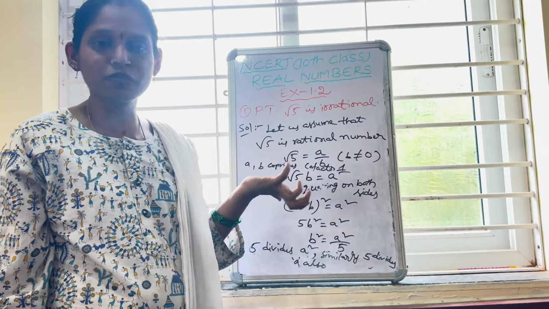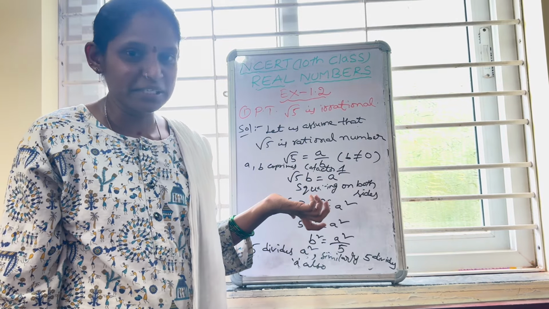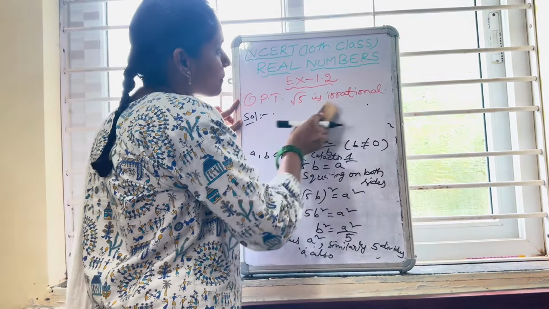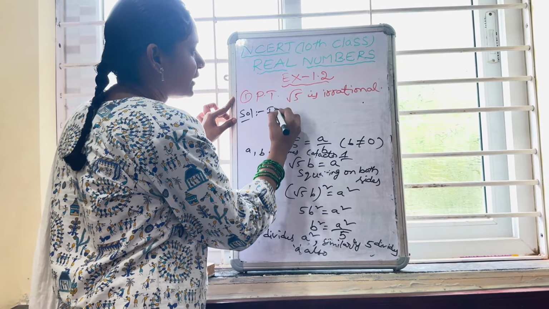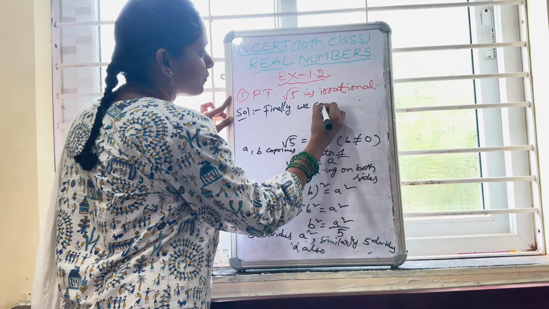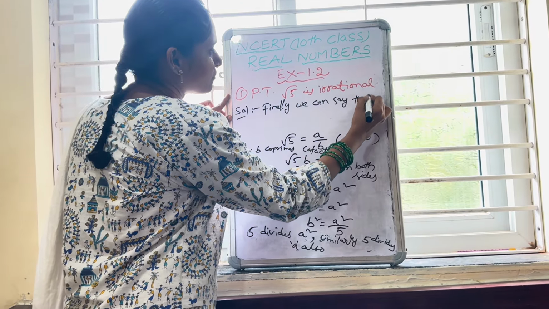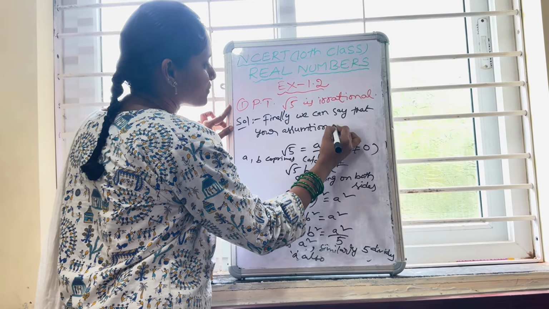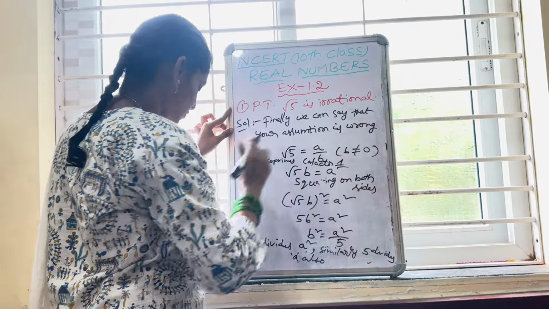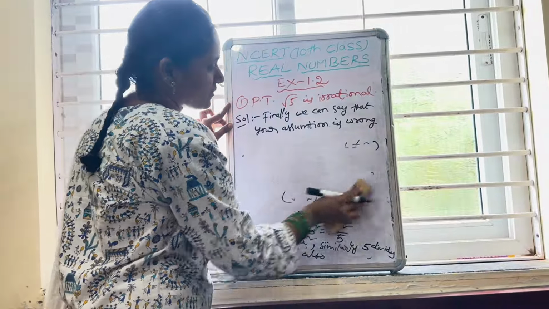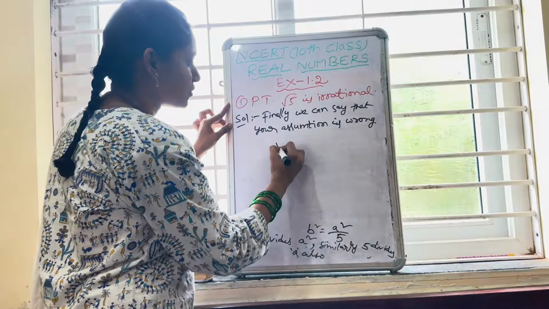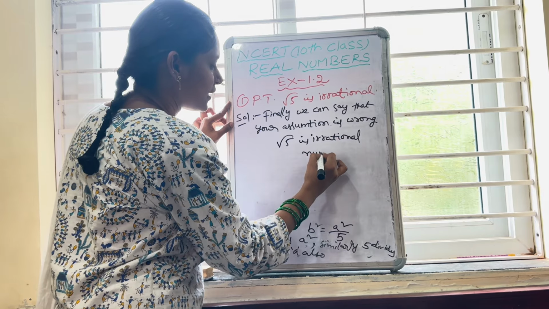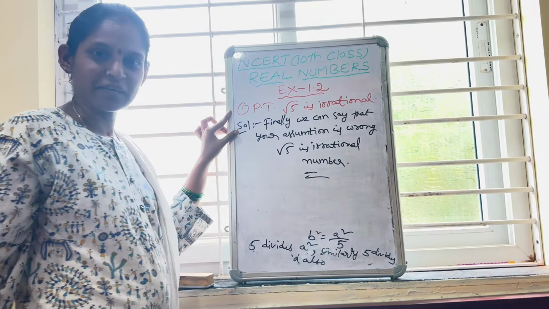So what we have to say is, root 5 is an irrational number. It is not a rational number. So finally we can say that our assumption is wrong. So root 5 is an irrational number. Okay? Thank you.